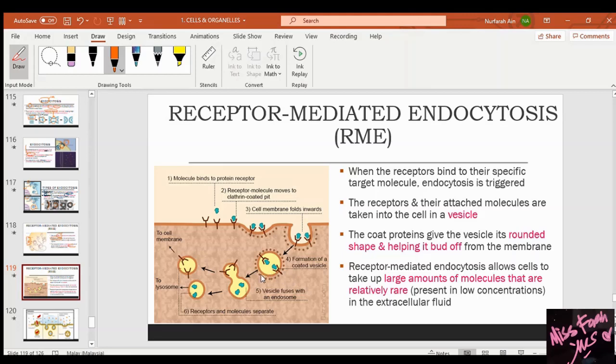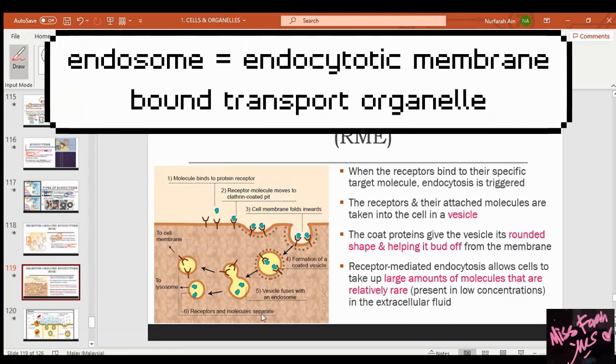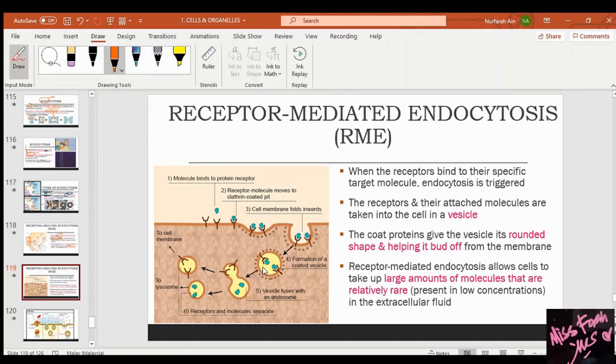So these vesicles fuse with an endosome. Here you can see an endosome. They take away the receptor, basically removing the molecules from the receptor, and this receptor will be taken back to the cell membrane to be recycled and used again. Whereas the molecules will be transported to the lysosome for further digestion.